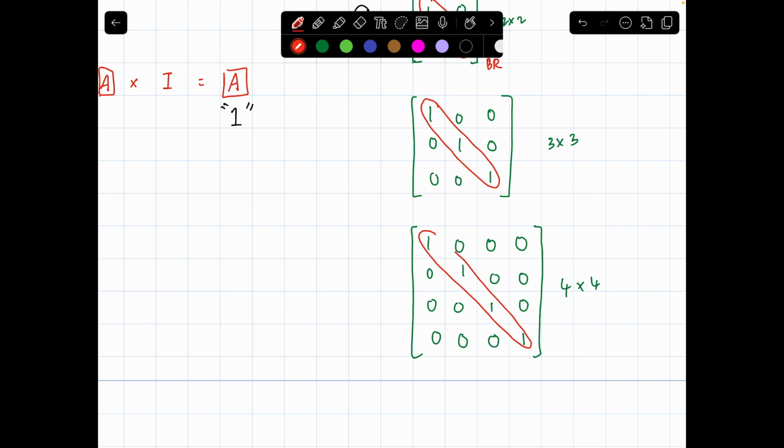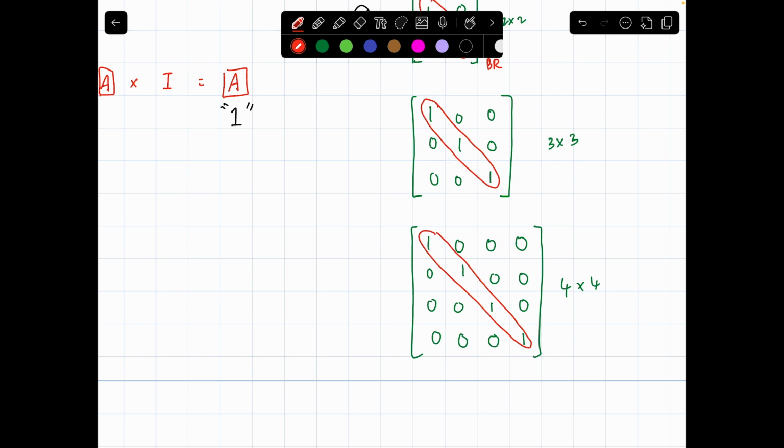And if you're wondering whether it's only 1, yes. In the Form 5 syllabus, it's only 1. And I'm not sure about advanced levels, but I'm pretty sure that as far as SPM goes, it has to be 1 from the top left till the bottom right.